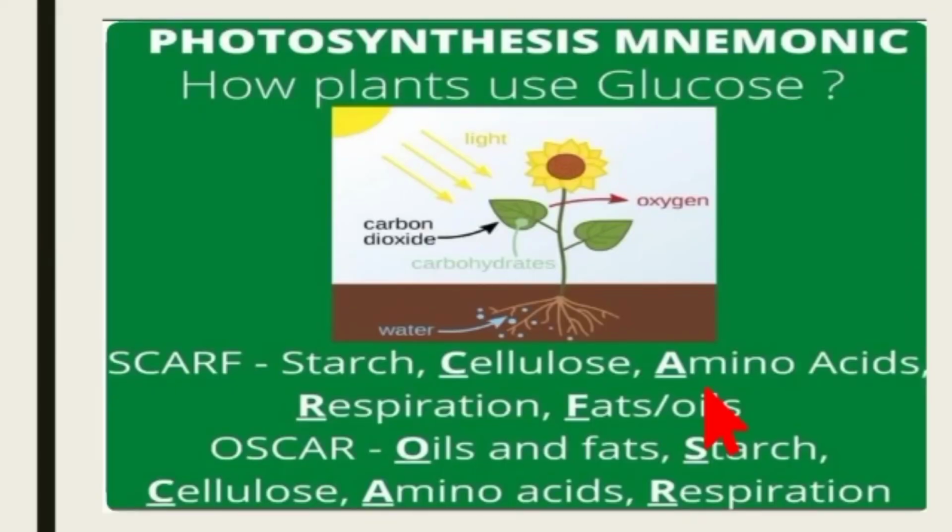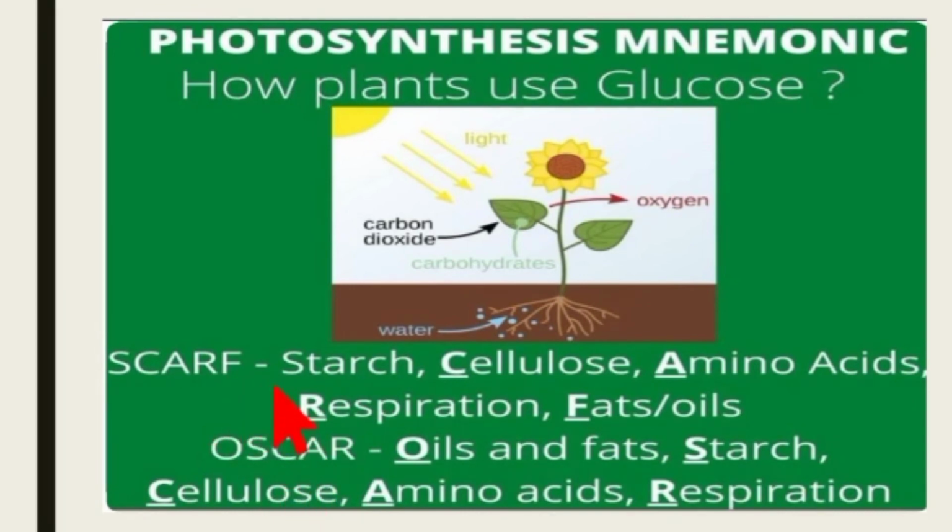In order to remember how glucose is utilized in plants, we can learn through 2 mnemonics. The first one is SCARF and the second one is OSCAR. You can remember any of them.